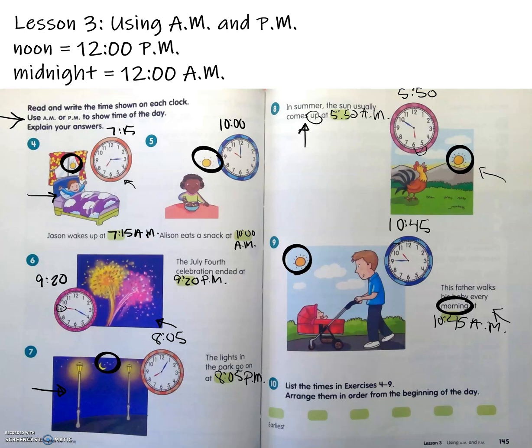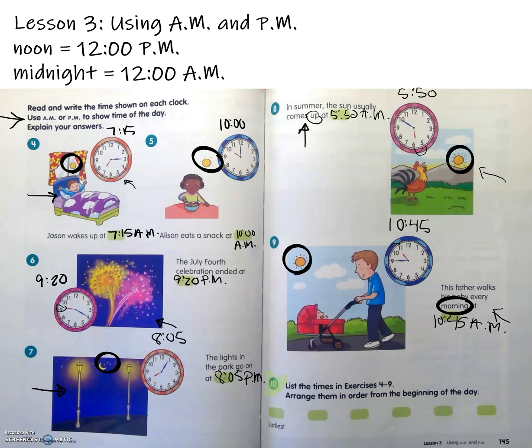Now at the very bottom, number 10, it's asking me to take the problems 4 through 9 and arrange them in the order from the beginning of the day to the end. So I need to look back at all of my times. I have 4 is 7:15 a.m., 5 is 10 a.m., 6 is 9:20 p.m., 7 is 8:05 p.m., 8 is 5:50 a.m., and 9 is 10:45 a.m.